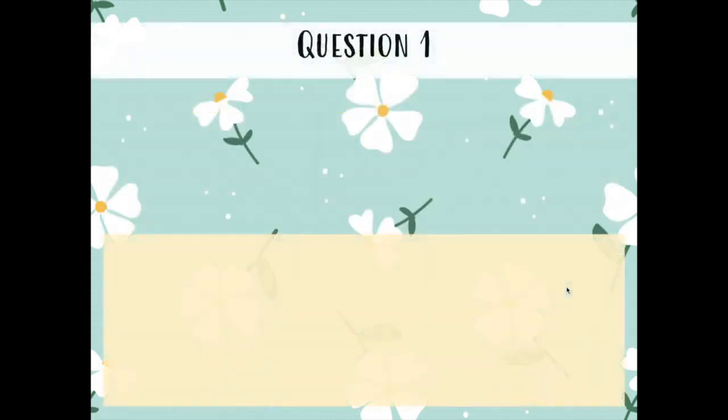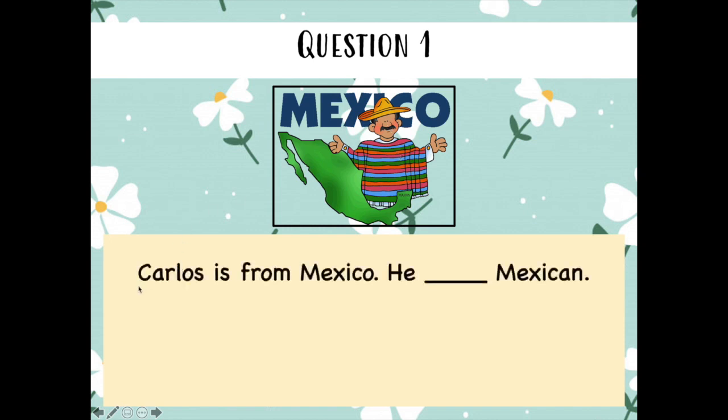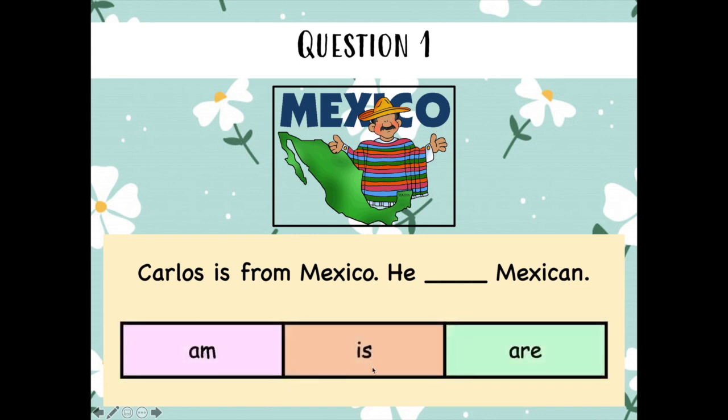So for question number 1, let's look at the picture here. Okay, this is a man, and the man is from Mexico. The sentence is, Carlos is from Mexico, he blank Mexican. There are 3 answers that you need to choose, which are am, is, and are.